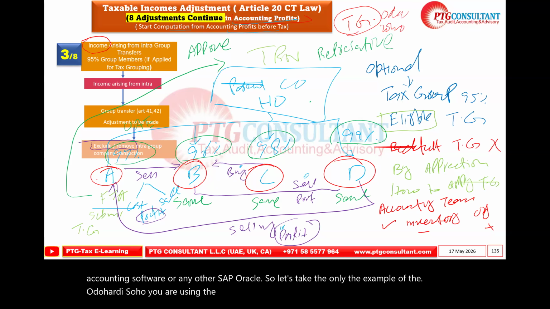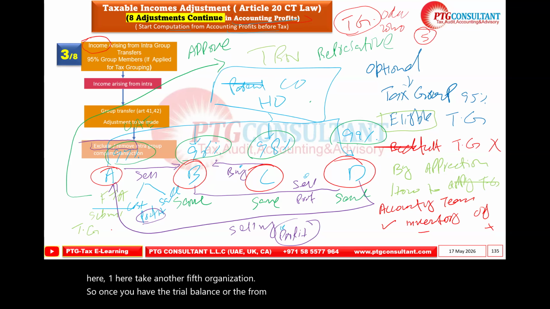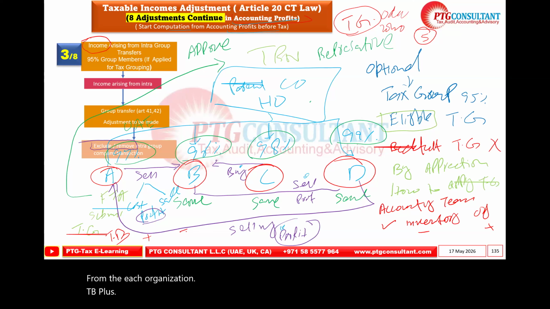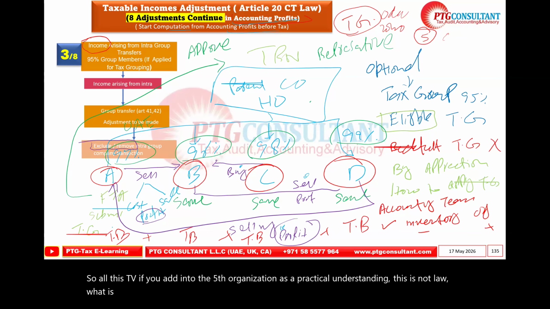Let's take the example of Odoo or Zoho. Here you already have one organization here, one here, one here. Take another fifth organization. Once you have the trial balance, or the profit and loss, from each organization, TB plus TB plus TB plus, all these TB if you add into the fifth organization as a practical understanding, this is not what the law is saying, but ultimately it helps to reach towards the law and the traceability.